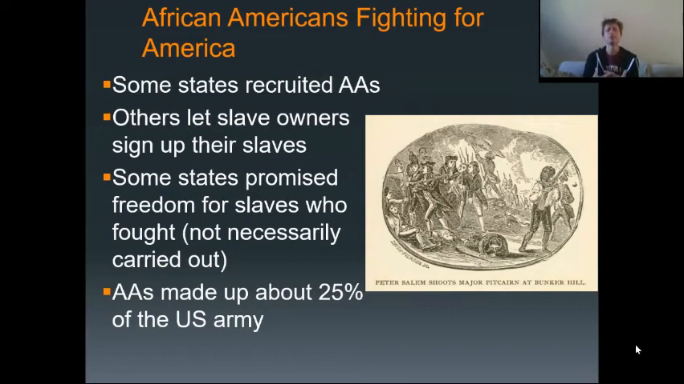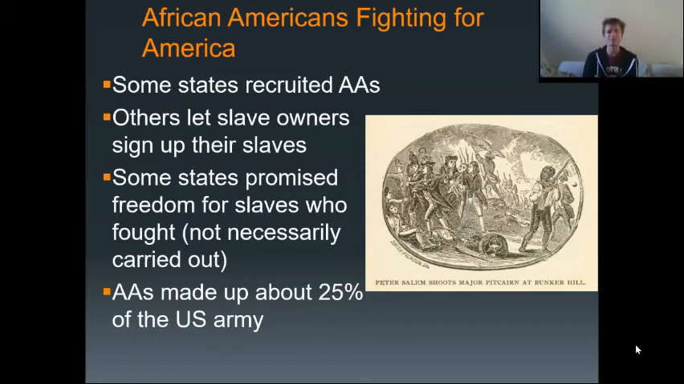But they did need to provide some sort of incentive for those slaves to actually care about fighting. Are you really going to try that hard if, at the end of the day, you have to be returned to slavery? So a lot of the states promised freedom for slaves if they fought for a certain amount of time. Now, this wasn't necessarily carried out, and people didn't necessarily trust that this was going to happen. It's difficult for people to trust their enslavers, very understandably. So this was a little bit of a worry.